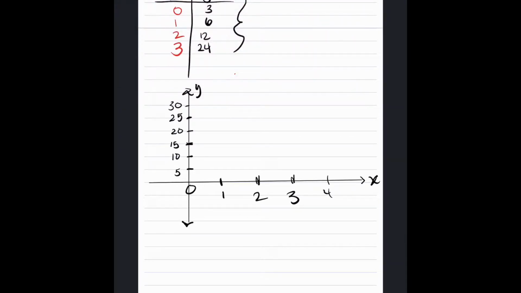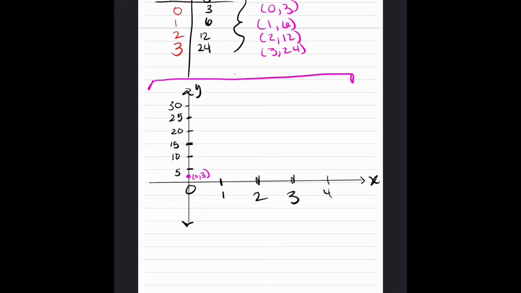The first one is 0, 3. Remember, these are all x, y points. So you could turn all of these into points: 0, 3; 1, 6; 2, 12; 3, 24. Let's start with the first one. Going over 0 and up 3 should be right about here, and let me label it. Again, you don't have to do this exact graph, but on the next couple slides, you're going to be asked to graph the table that you create. The next one, we go over 1 and up 6. It'll be right about here, 1, 6.